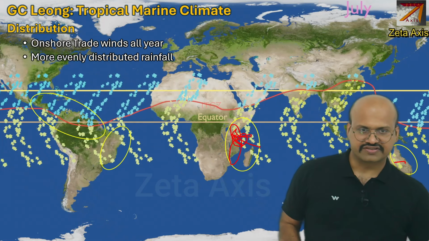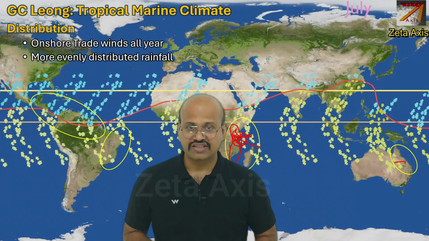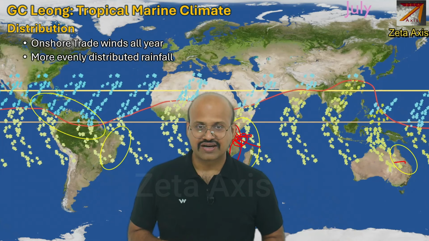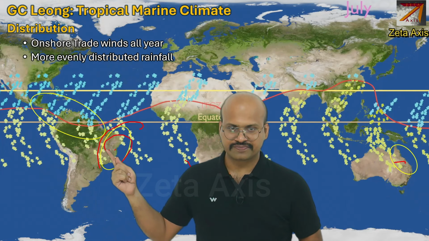So the difference between tropical monsoon and tropical marine is that in the tropical monsoon, the direction of wind changes, while in the marine, the trade winds flow in the same direction, and because the trade winds are flowing from the ocean towards the land, that is why they are carrying the moisture and bringing rainfall to the region.